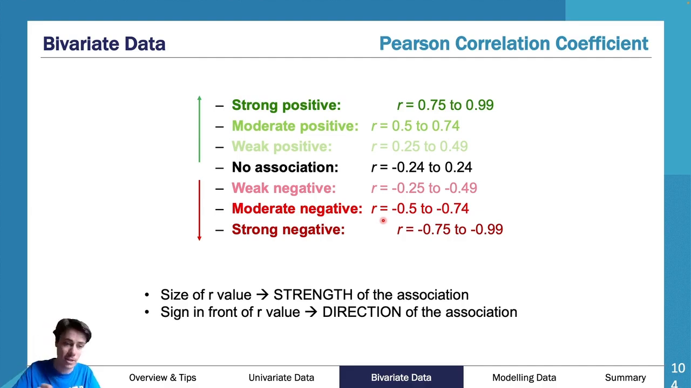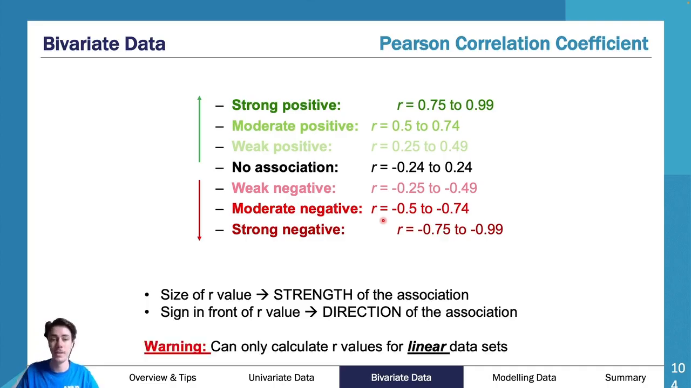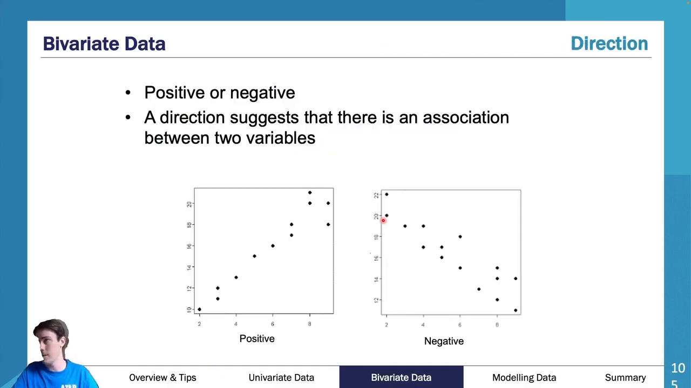So direction was one of the other points we wanted to talk about. The R value also gives you direction. If it is a negative value, it is a negative direction. It is going down this way. If it is a positive value, it is going up this way. So that is how you describe direction. So your R value gives you both strength and direction. So super duper important. So you can only calculate R values for linear data sets, which we already discussed.